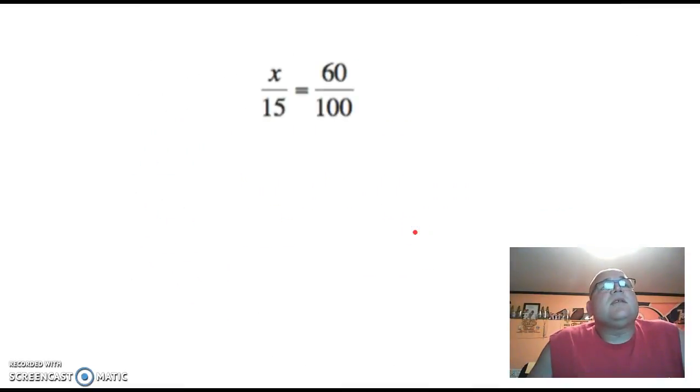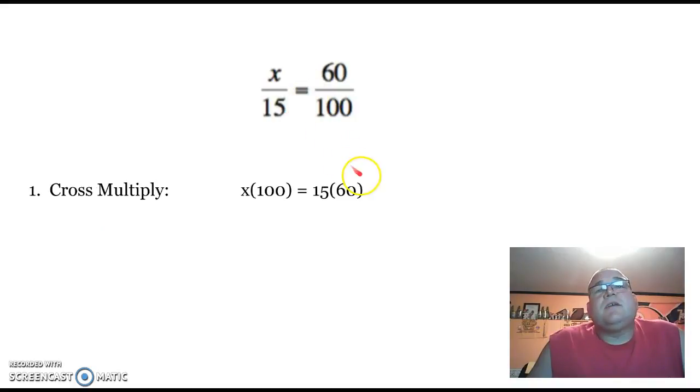Well, let's take a look at this example. Again, x to 15 is the same as 60 to 100. Cross multiply. x times 100, 15 times 60.